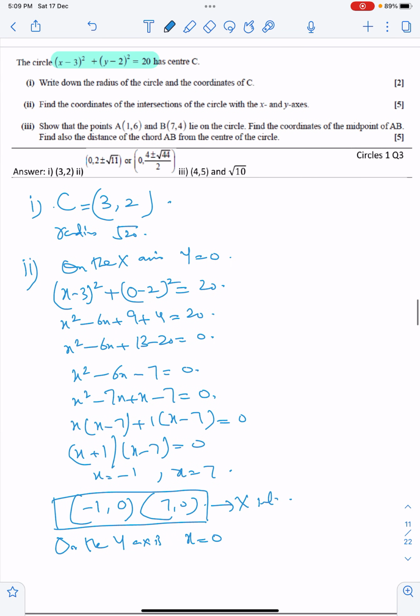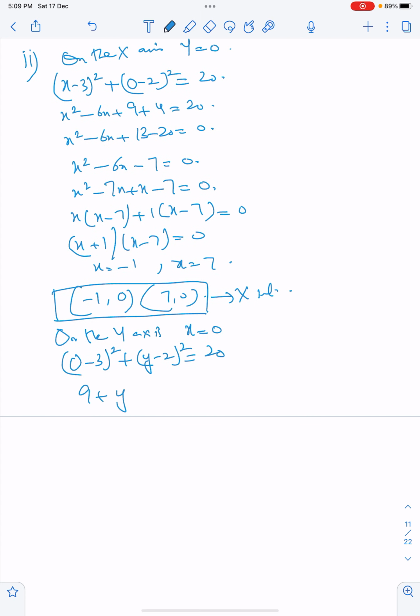Okay, I'm going to make x equals 0 in the equation now. 0 minus 3 the whole square plus y minus 2 the whole square equals 20. 9 plus y square minus 4y plus 4 equals 20. y square minus 4y plus 13 minus 20 equals 0. y square minus 4y minus 7 equals 0.